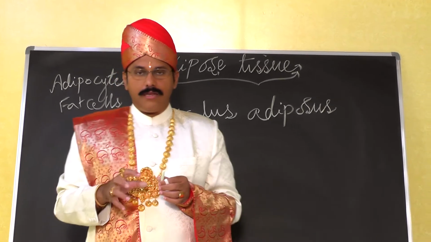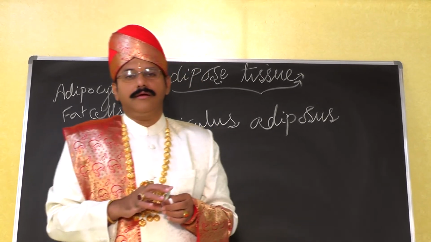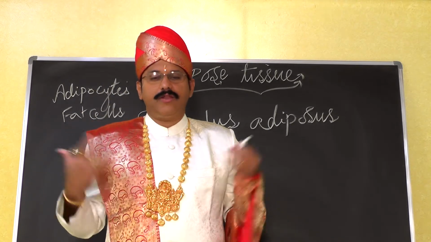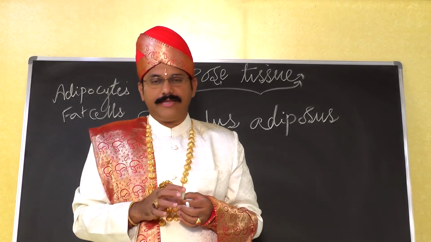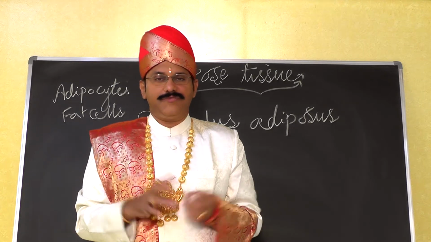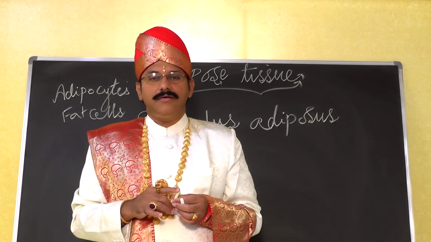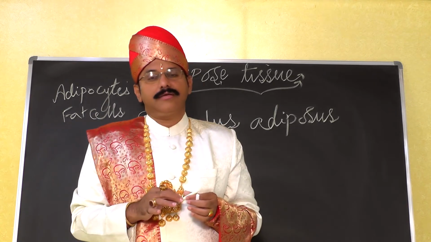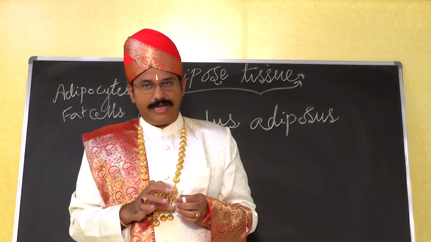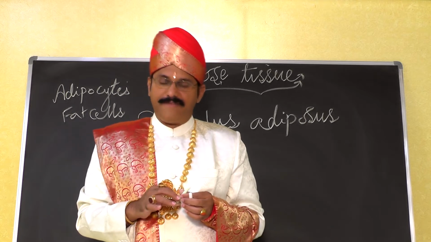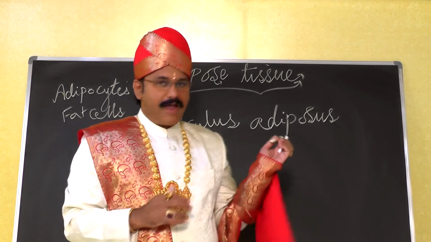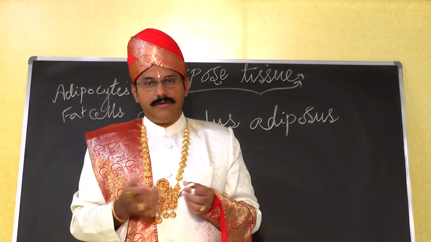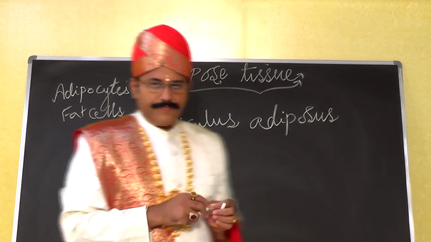If you see women, especially at puberty or after puberty, we see lots of fat being deposited in the subcutaneous tissue, which is responsible for the characteristic S-shaped curvature which you see in females. This is because of the fat that is deposited under the hormones estrogen and progesterone after puberty.